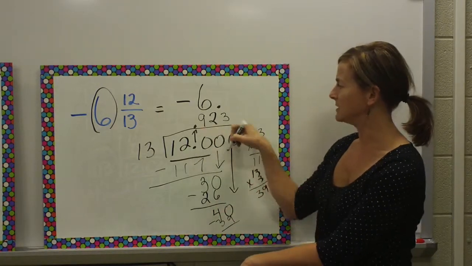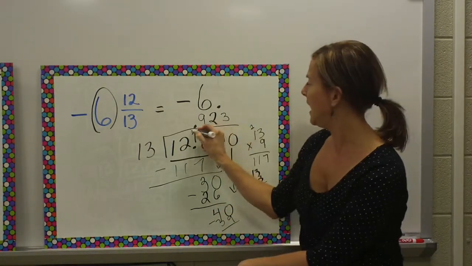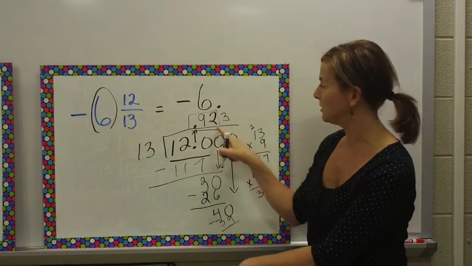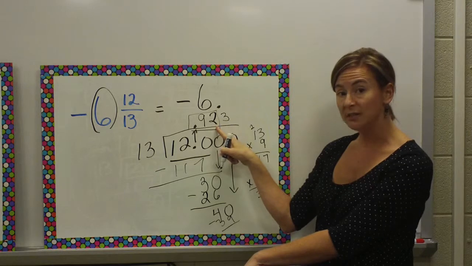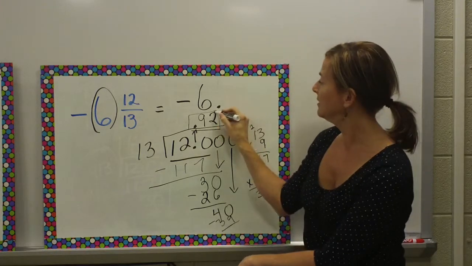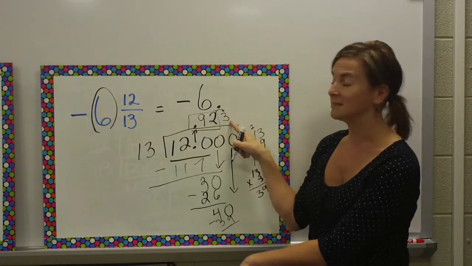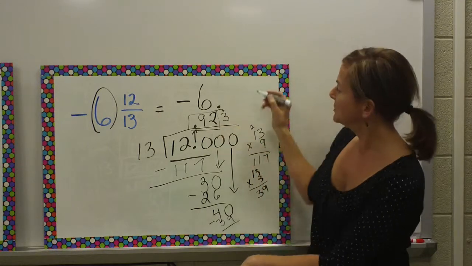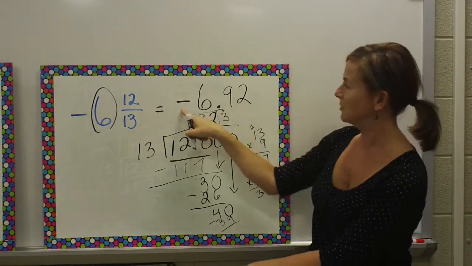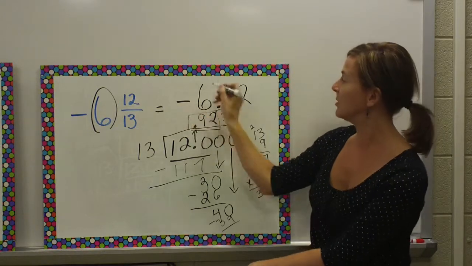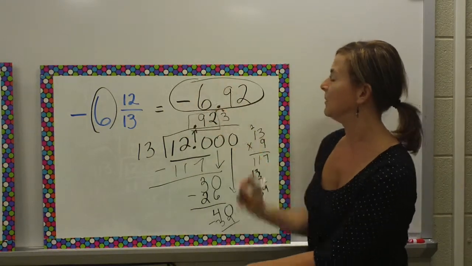I can stop there because I have 3 places. I want to round to the nearest hundredth, so that's 2 places after. So this 2 is either going to stay a 2 or round up to a 3. If I look back at my 3, it's not big enough to push this up, so my answer is 6.92. Notice I already set up my negative sign, so I'm all set with that. I'm going to circle my answer.